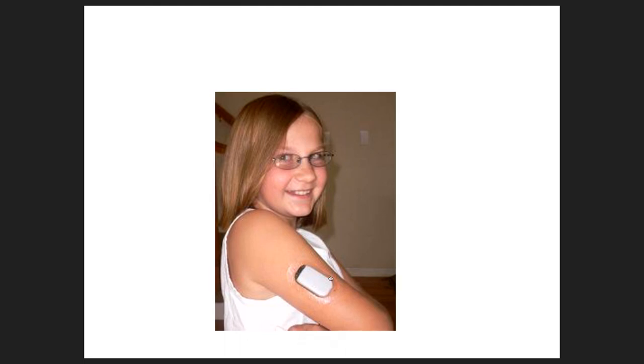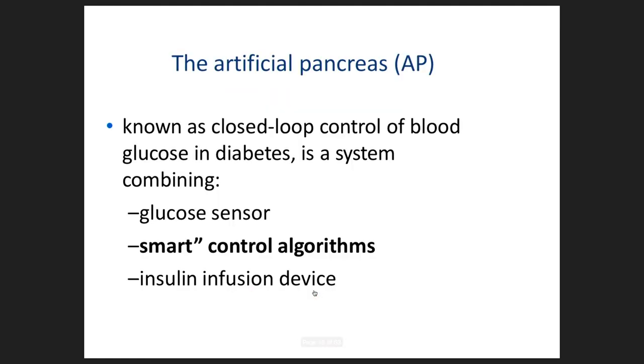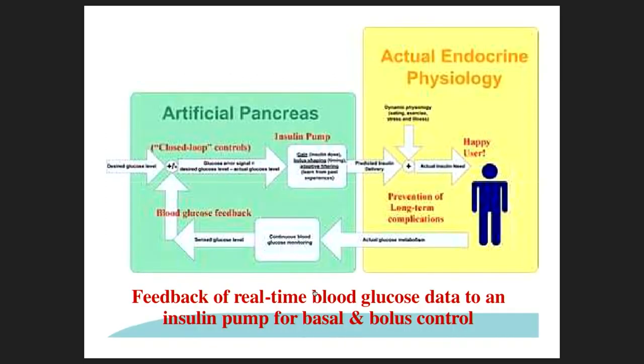This is an example of a child wearing a subcutaneous glucose sensor. There is no need to test their fingers, or prick their fingers, for glucose. This sensor measures the glucose continuously, and the patient is aware of the whole day's glucose readings. When the glucose sensor works together with the insulin pump, that is called sensor-dependent insulin pump therapy.